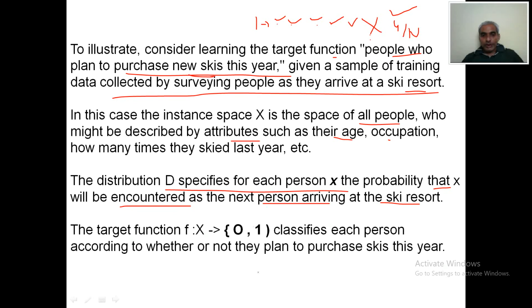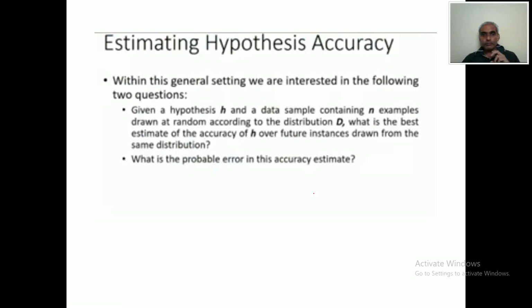So now this entire thing we can write as a function. How can we write the target function f? F is nothing but a map from the set of all persons X to a target value, either 0 or 1. So what is 1 here? He plans to purchase the skis. 0 means he doesn't want to purchase the skis. This is how you can classify each person according to whether or not they plan to purchase skis this particular year. This is how we are going to define our problem.